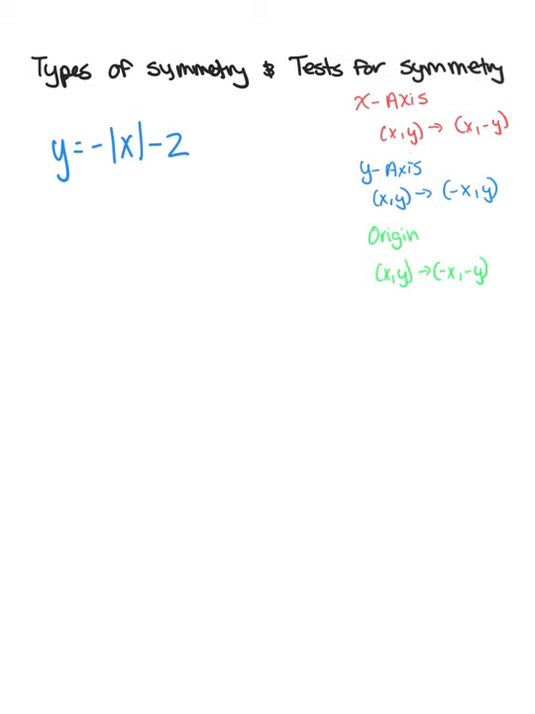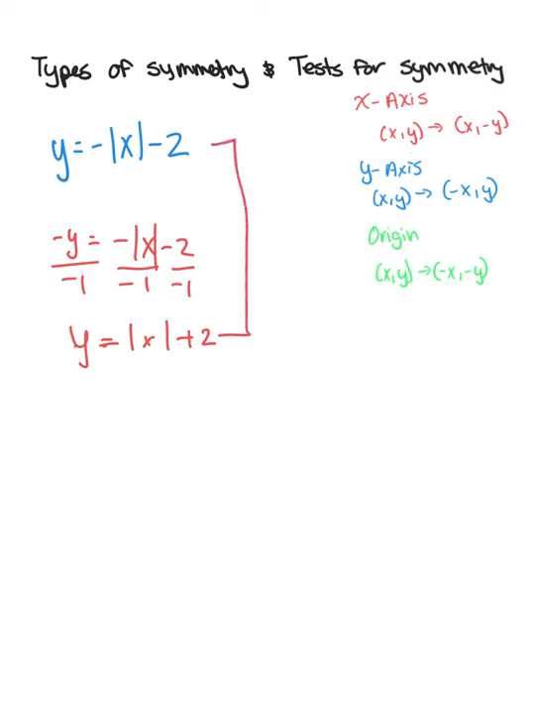Okay, so we're going to do all three tests on this one. We're going to try the x-axis first, so we're going to negate y. So I'm going to put negative y is equal to negative absolute value of x minus 2. Again, we don't like y to be negative, so I'm going to divide everything by negative 1. So y is equal to a positive absolute value of x plus 2. Is this what I started with? Nope. So it is not symmetric with respect to the x-axis.